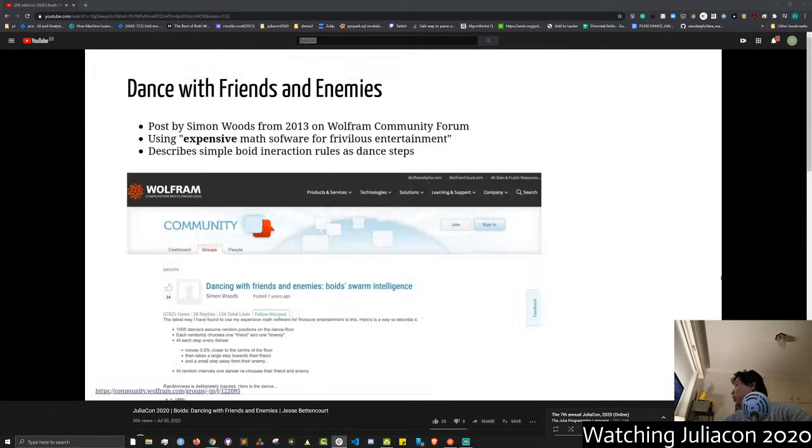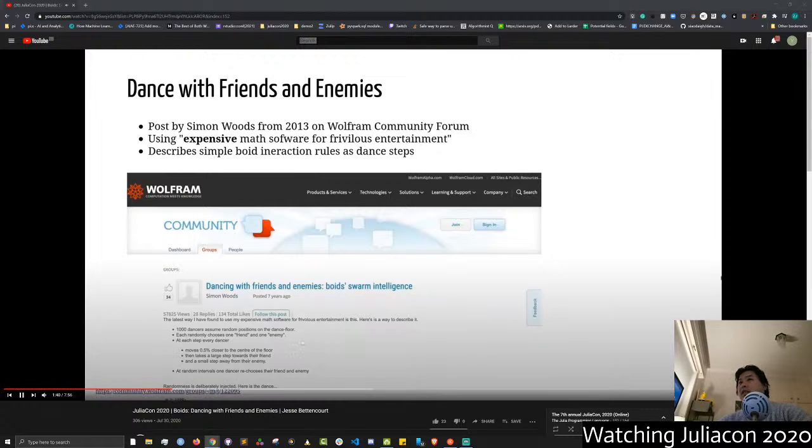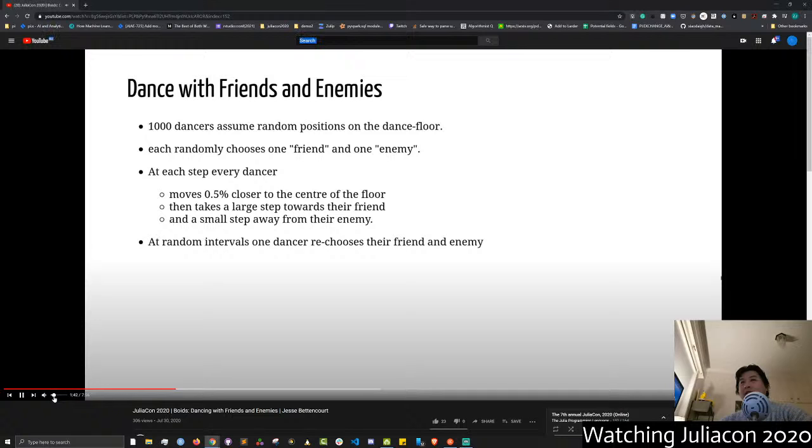However, the boids I am visualizing are not from that original paper, but rather from a 2013 post on the Wolfram Community Forum by Simon Woods, where he uses expensive math software for frivolous entertainment by describing the simple boid interaction rules as a series of dance steps. The dance with friends and enemies is as follows.